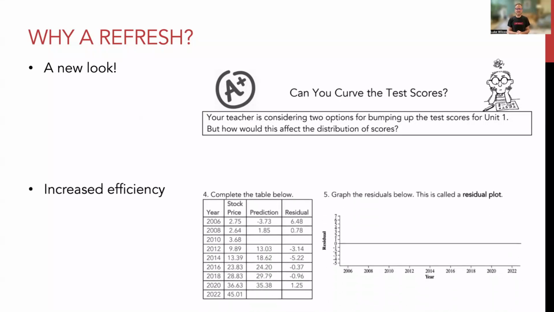Up next is this idea of increased efficiency. Now, at East Kentwood High School, I have about 55-minute class periods. We know that many teachers have less time than that, and we wanted to make sure that every one of these lessons could be done in one class period. So there has been a lot of thinking in the design of these lessons to make sure that they are efficient.